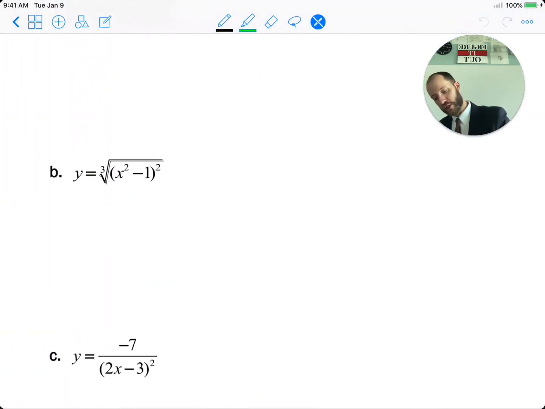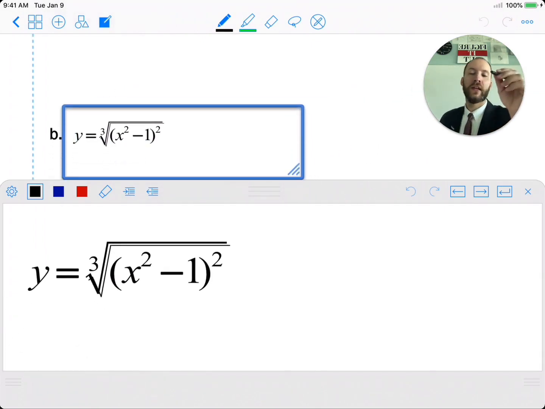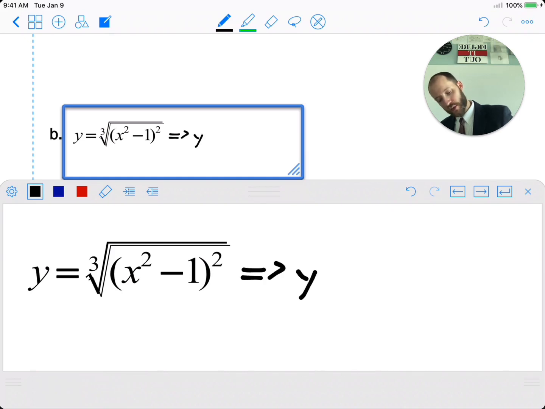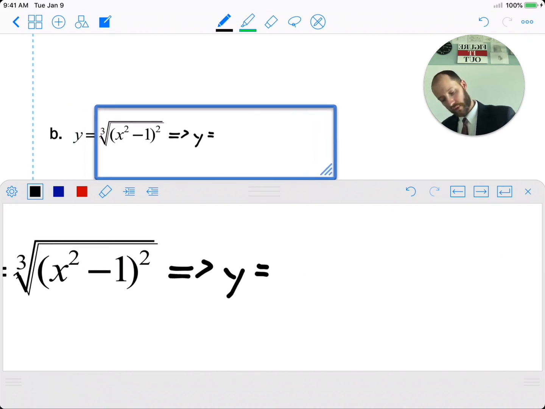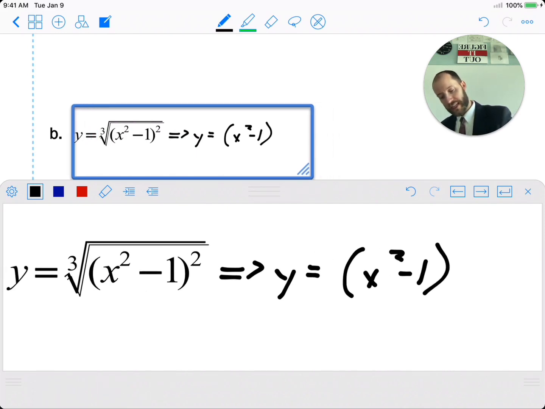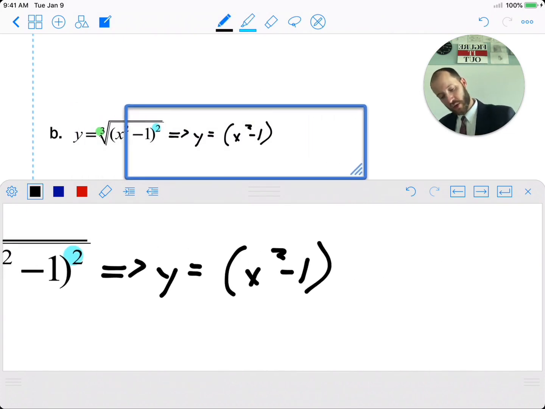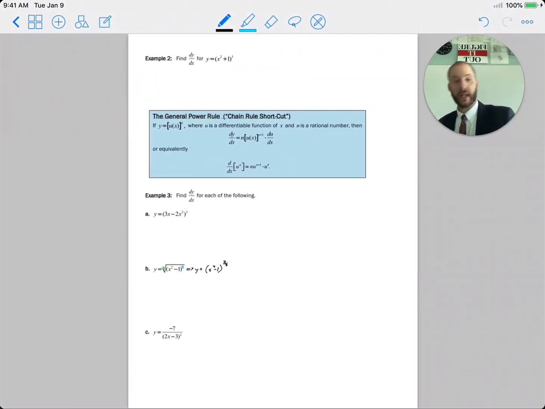One thing I'd like to say before I stop is that this cube root you can rewrite as y equals quantity x squared minus 1. The index becomes a denominator of a fractional exponent. The power becomes a numerator. So quantity x squared minus 1 to the 2/3. Then you can evaluate that, just like you have all the others.